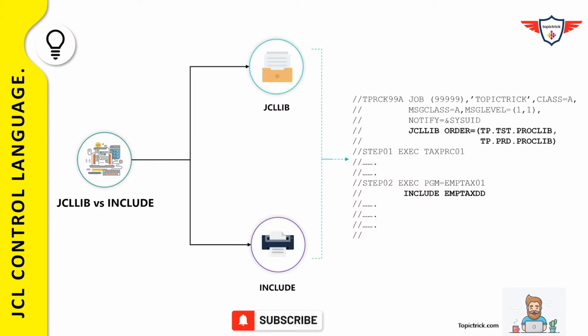Now here's a sample JCL that showcases how you can use JCL lib order and include statement in your JCL. If you notice, I've included JCL lib order before an execute statement and after a job statement, right? And I've specified two PDS, so the system is going to search the first PDS, that is tp.tst.proclib, and in case my catalog procedure is not present in that library, then only it will go into the second one, that is tp.prod.proclib. And similarly, if you look at step 2, where I just want to include DD statements, which are stored as part of a PDS member, I've used the include statement to include all the DD statements which are required for step 2.